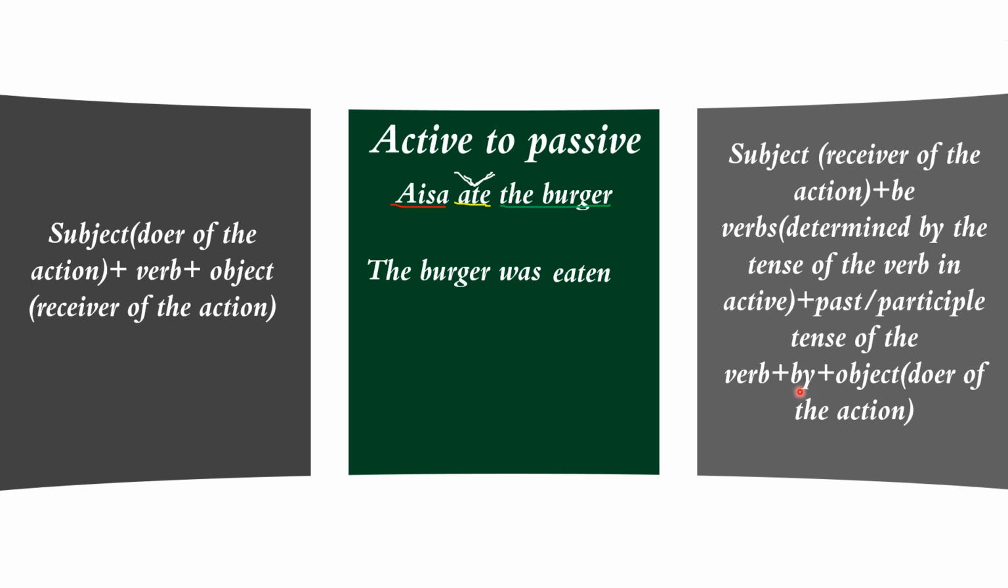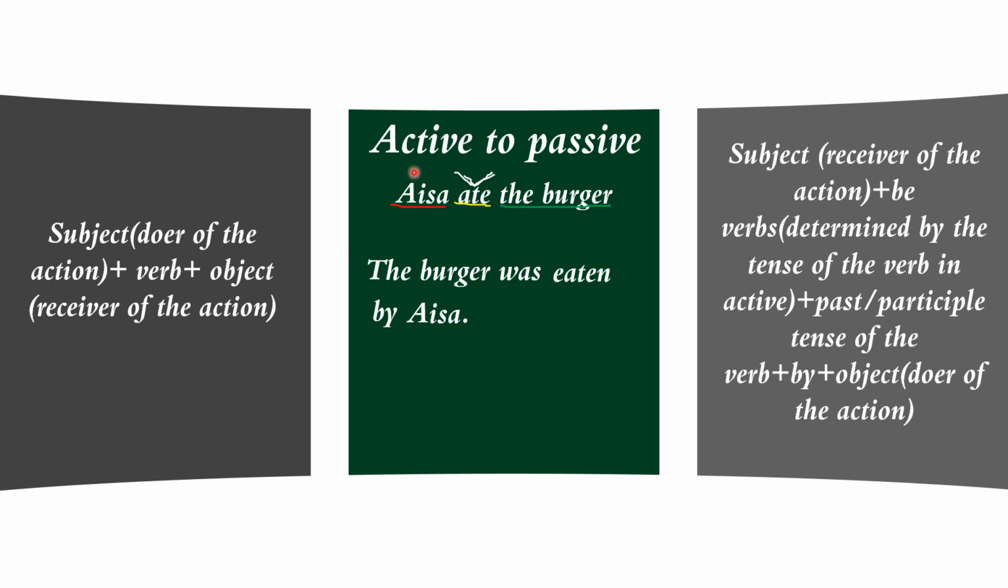So we are just going to add the word by. And lastly, we are going to add the object, which is the doer of the action in the active sentence. So we can see there that we have already labeled the subject in the active sentence. So we're just going to add the subject of the former, the active.